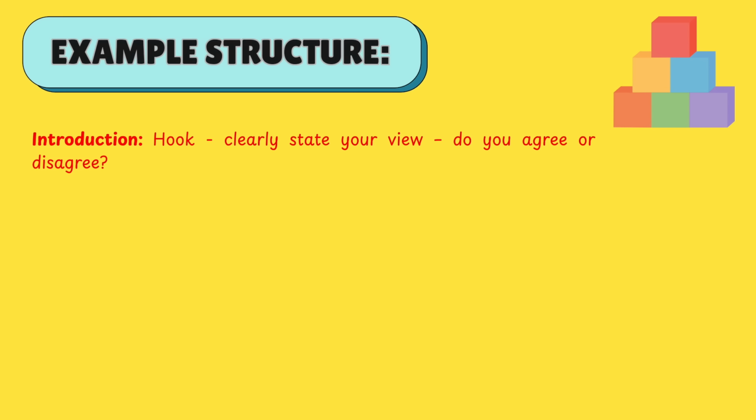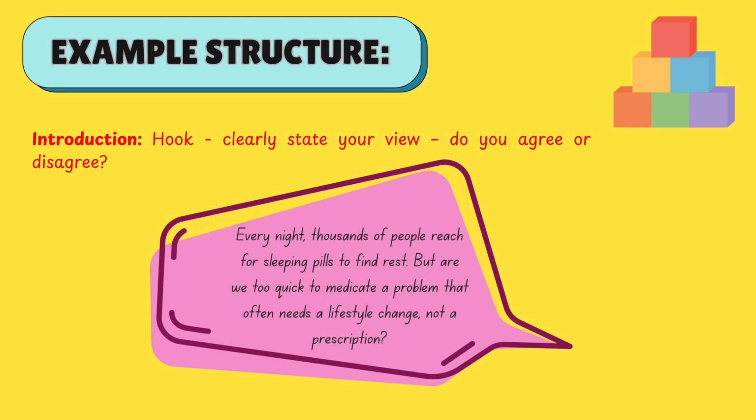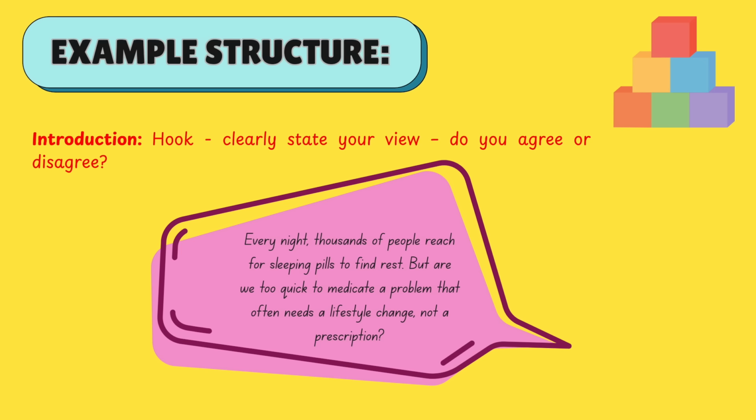An example of this for our question 5 in this paper might be something like, "Every night, thousands of people reach for sleeping pills to find rest. But are we too quick to medicate a problem which often needs a lifestyle change, not a prescription?" This way, you've clearly hinted at your views on this statement, whilst also incorporating a rhetorical question.